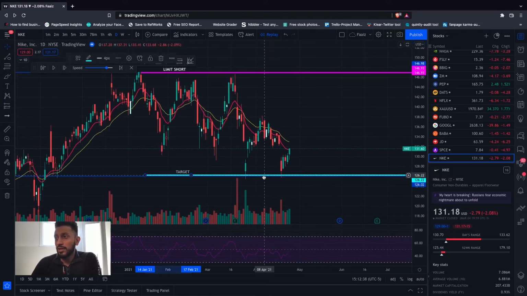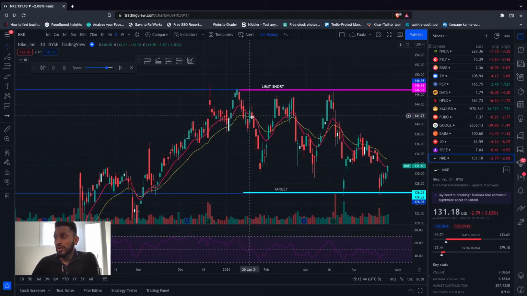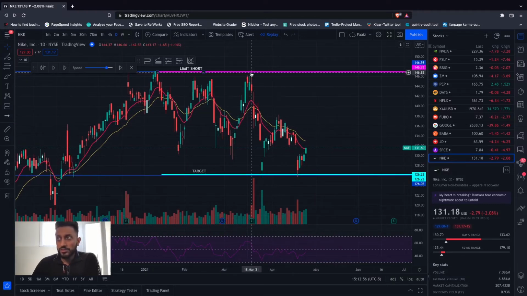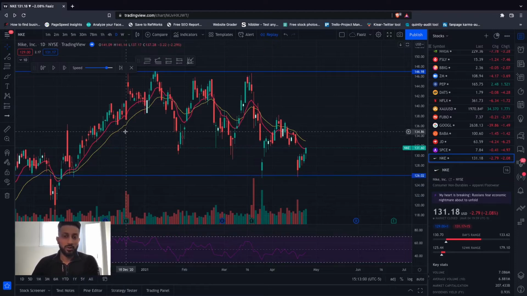I hit my support. Now, would I realistically stay in this trade this way? Probably not. If I got in here, I would trail my stops and get out probably somewhere around here, right? And then do the same thing again. Every time it comes close to resistance, short it. Every time it comes close to support, go long. Right? So, this is the way traders use support and resistance.